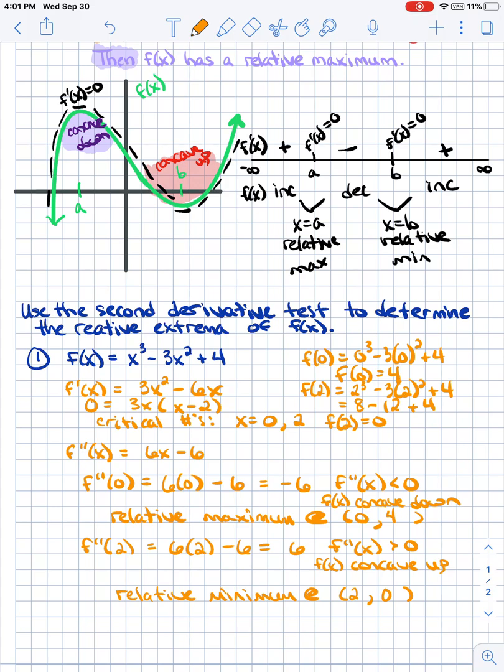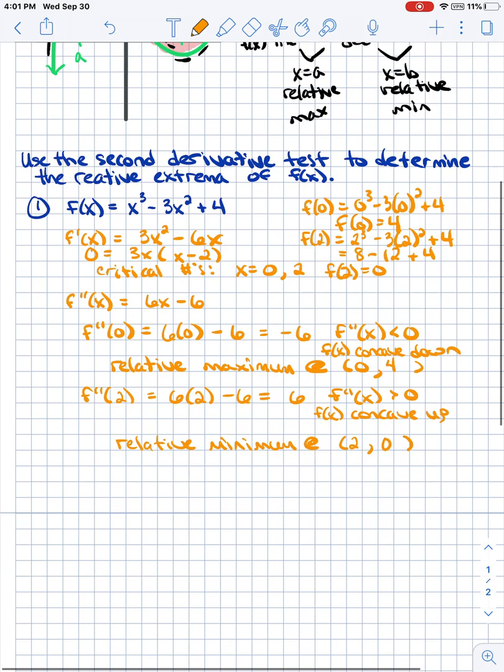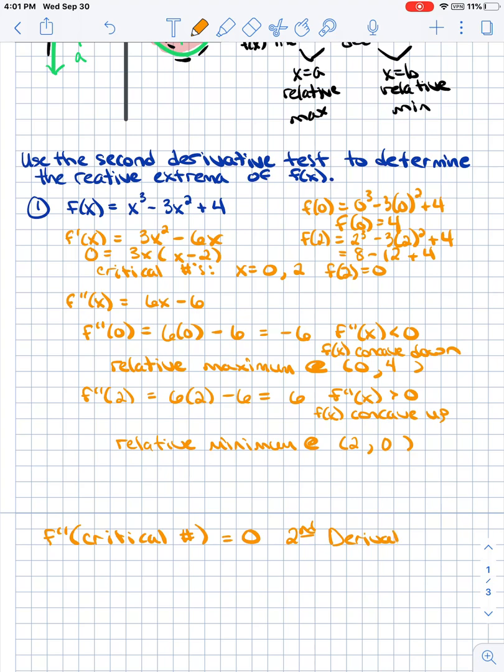This way works a lot of the time. There are instances, however, where if you do plug the critical number into the second derivative, you could get an answer of 0. So if f double prime of a critical number is equal to 0, that doesn't tell us whether the graph is concave up or concave down. What that means is that the second derivative test fails. We can't tell one way or the other based off of that.